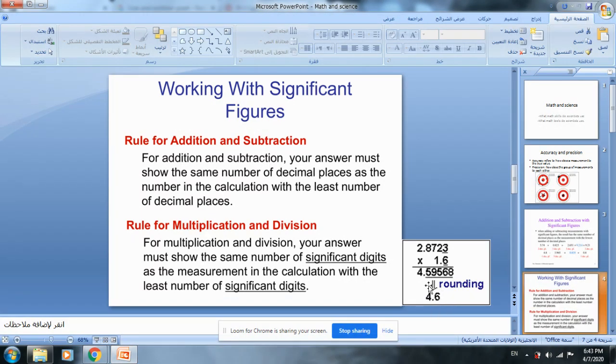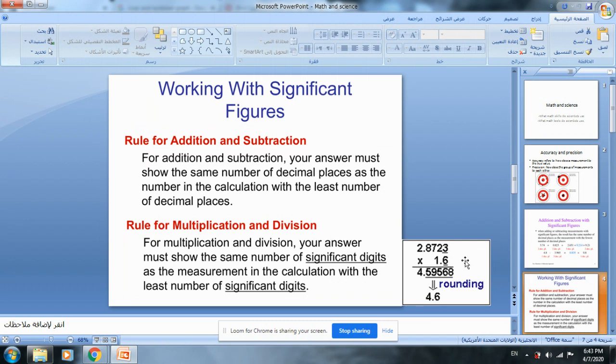Again, if you multiply these two numbers using your calculator, you will get this answer, and this answer is not true using the significant figures rule. The true answer is that you have to round 5.59 to what? To 6, to get two significant figures.